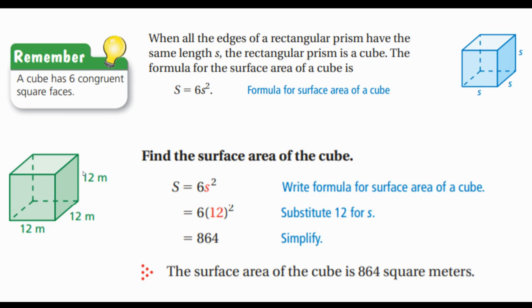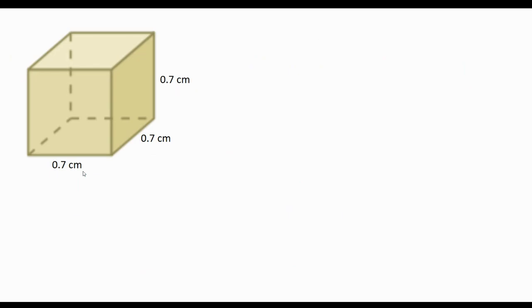Like I said, my next example will show that a little bit more broken down. The first one I just took from the book. The second one I did on my own. So we have a cube here with side lengths of 7/10 centimeters. I want to do the decimal on purpose because you'll have a problem like this, just to ensure that you do it correctly. So first thing, start with the formula.